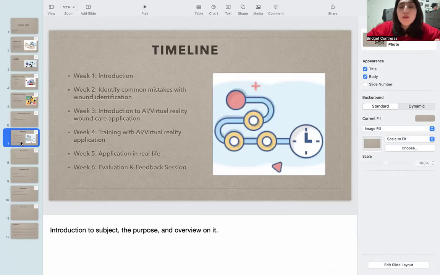Educational material handouts. These materials can assist with giving other nurses a review on the wound subject. Teaching areas will help to have an appropriate forum to educate our peers on proper wound identification. The timeline will include week 1, introduction to the subject, the purpose, and overview on it. Week 2, identify common mistakes with wound identification. Week 3, introduction to AI virtual reality wound care application. Week 4, training with AI virtual reality applications. Week 5, application in real life, applying to real life scenarios. And week 6, evaluation and feedback session.